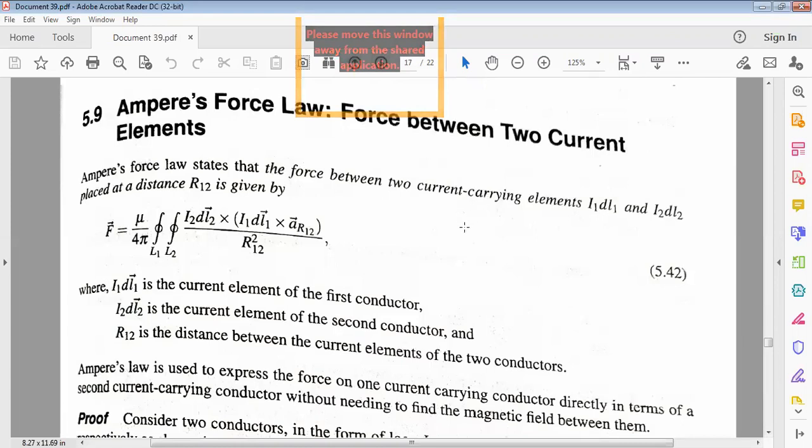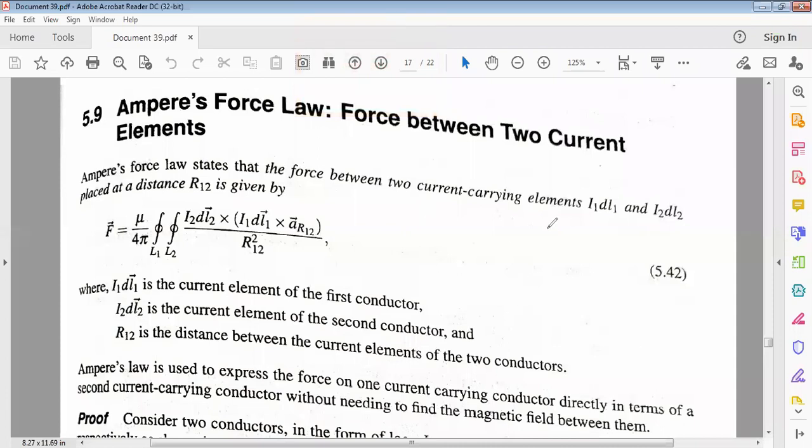The force between the two current elements. When two current elements are considered, what force acts between them? Ampere's force law states the force between two current carrying conductors I1 dl1 and I2 dl2. I1 dl1 and I2 dl2 are the differential current elements of current elements 1 and 2 respectively. These two are displaced at a distance of R.